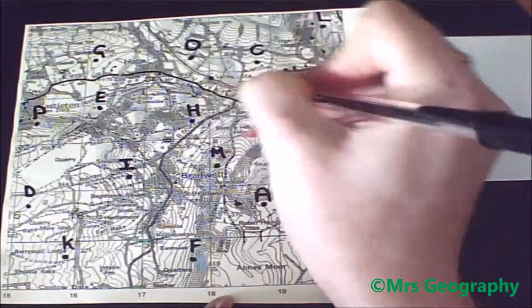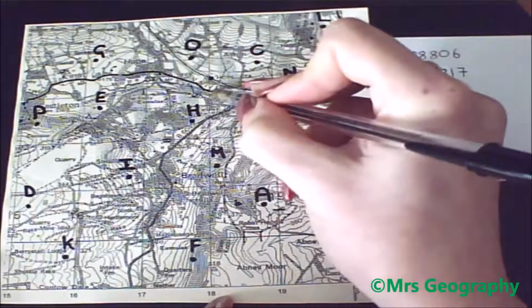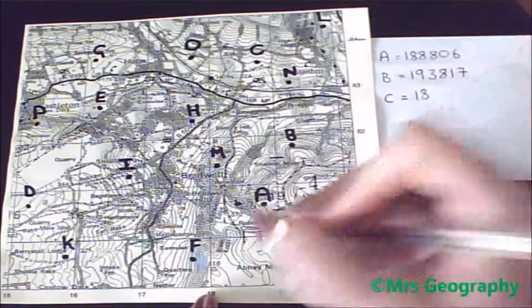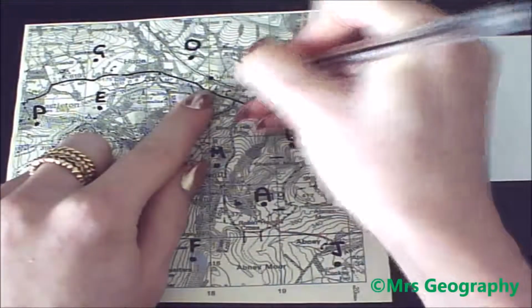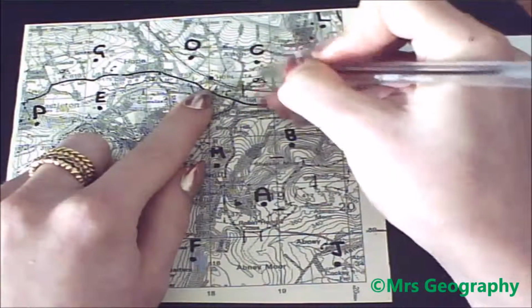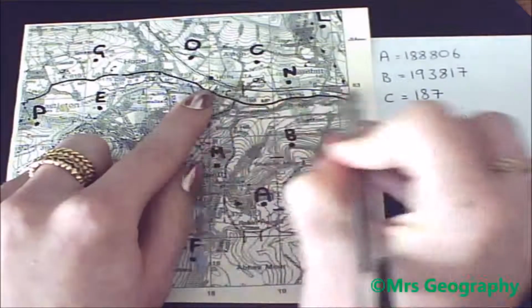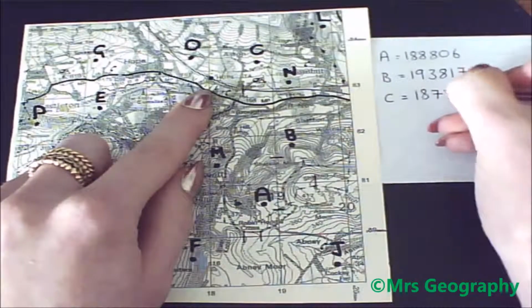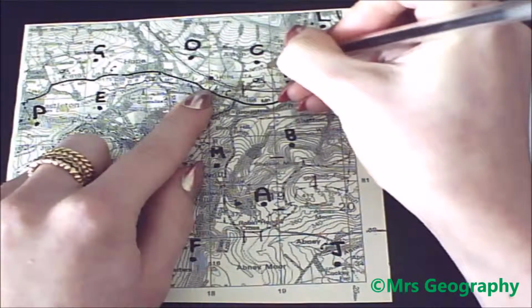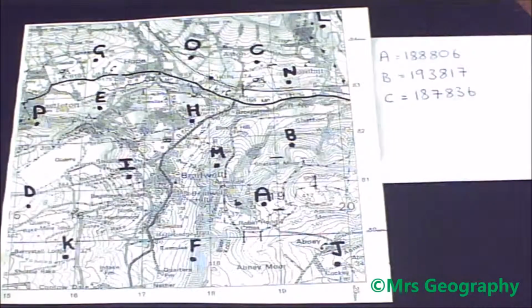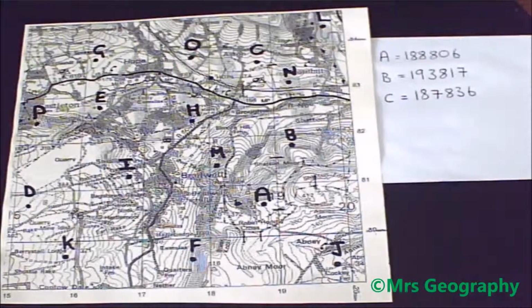So, C is in this box, bottom left hand corner. Go along the corridor. Put the box in half. Okay, pause the video and I want you to do D all the way up till the end of the letters, and then you can check back for the answers.